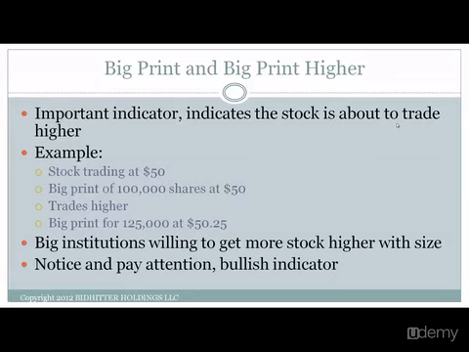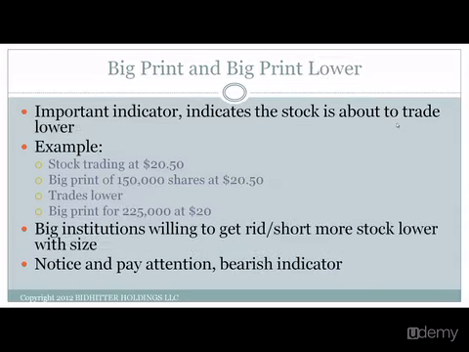It means that the big institutions are willing to get more stock at a higher price and with size. You should definitely notice and pay attention to that because it's a bullish indicator. Like I said, it's very important because they're already getting their size, and then they want to get more stock at a higher price. So that is a bullish indicator because they're not sitting around slowly trying to chop off 100 shares here, 1,000 shares here, 10,000 shares here. They're getting relatively aggressive, paying higher for large blocks.